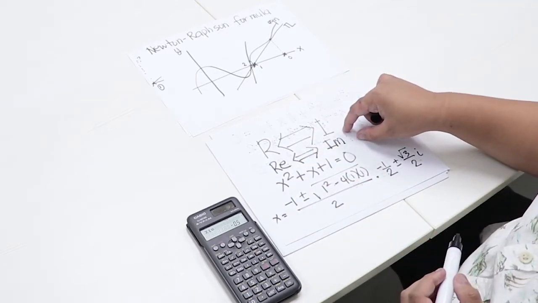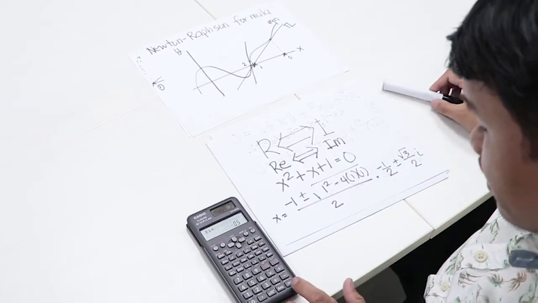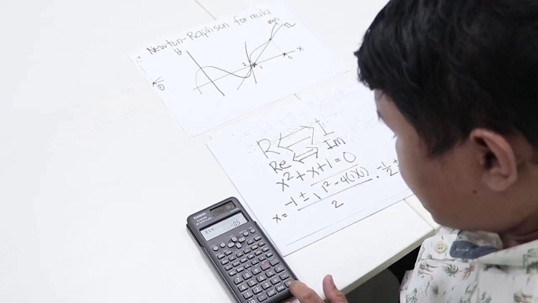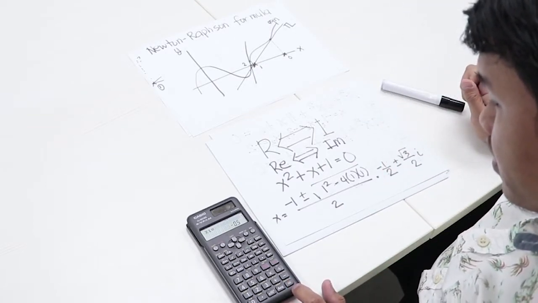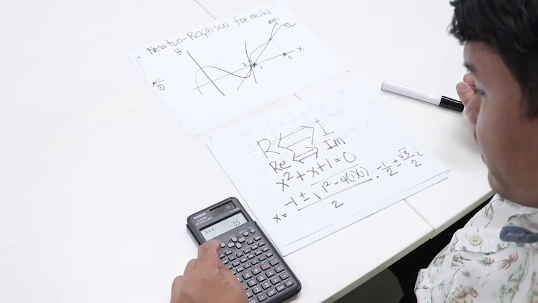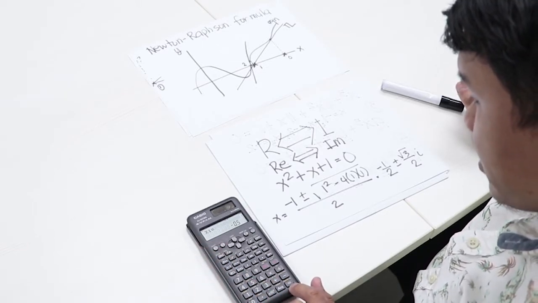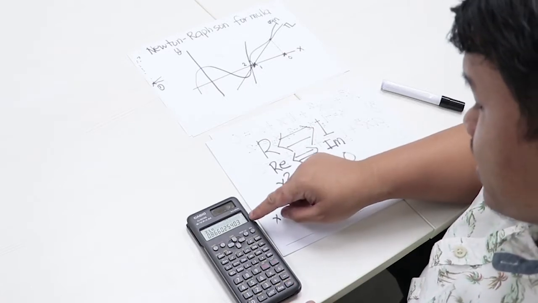So, to be able to see the imaginary part, we have re and in above our equal sign. So we have to shift. So, shift, and then press equals. So, you can see now this.